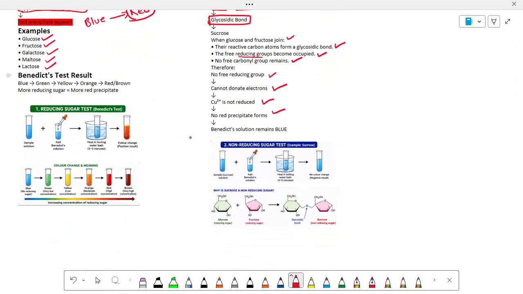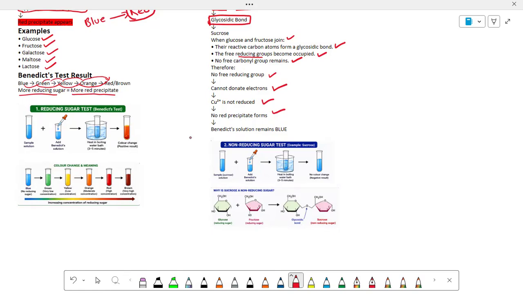Okay, so here you can see the Benedict test result. Blue can be changed into green, yellow, orange, or red and brown. Here, more reducing sugar means more red precipitate. If the concentration of reducing sugar is less, it will be green. When we increase the concentration of reducing sugar, the color changes from green to yellow, yellow to orange, and ultimately red.